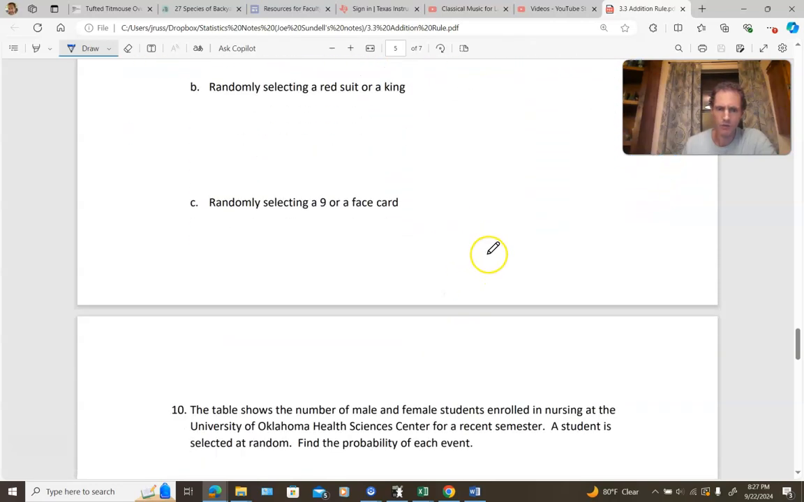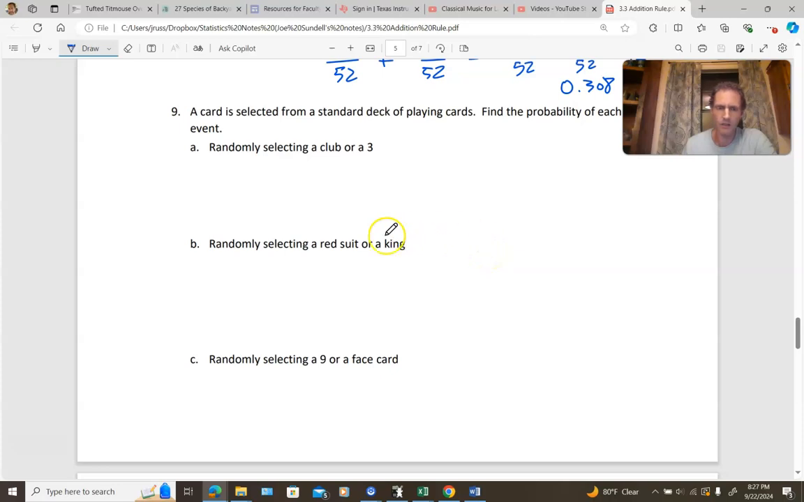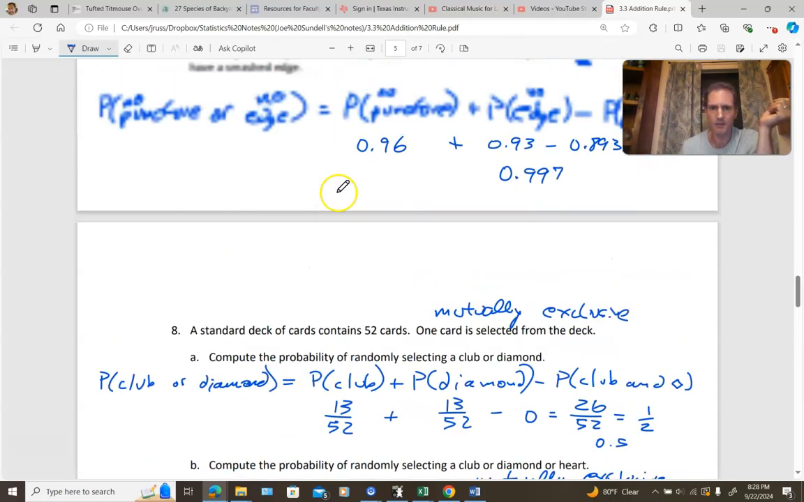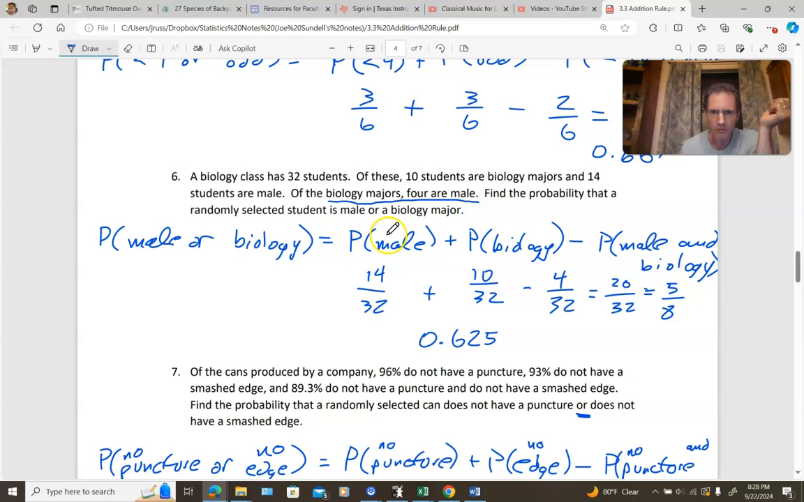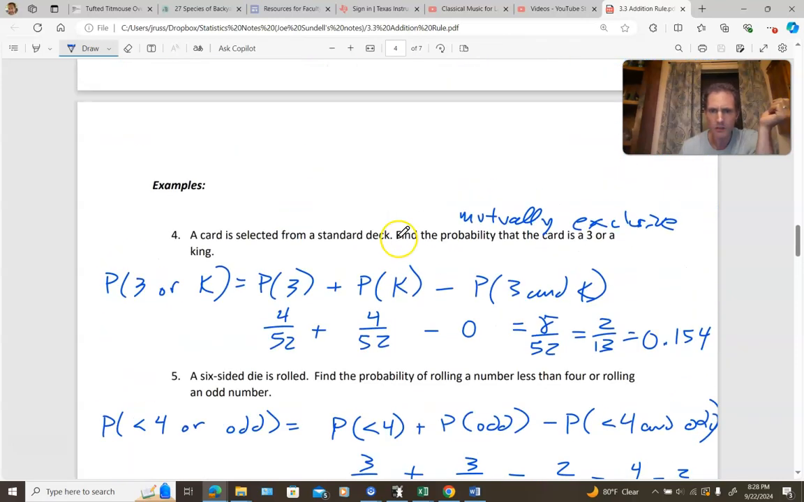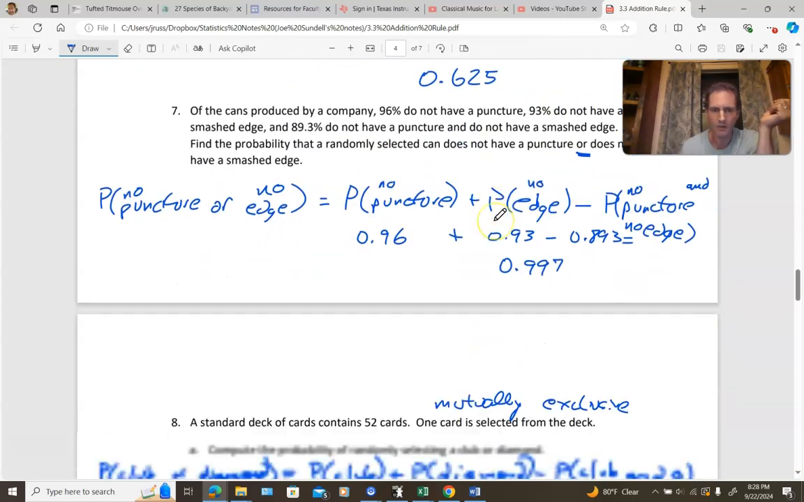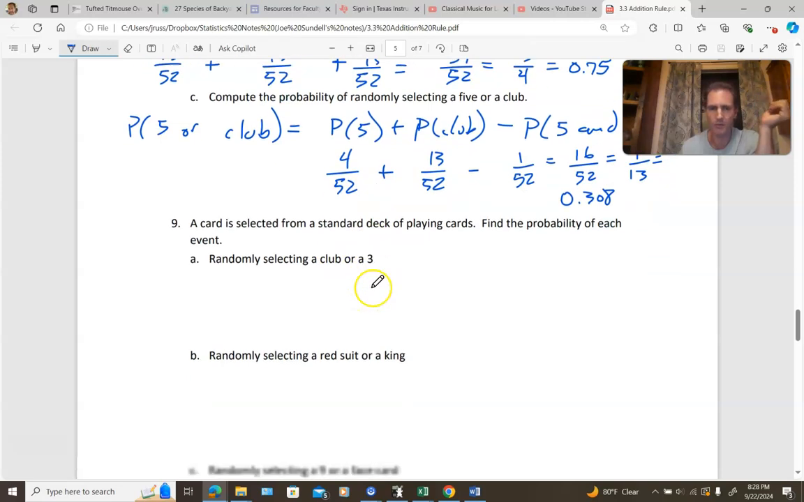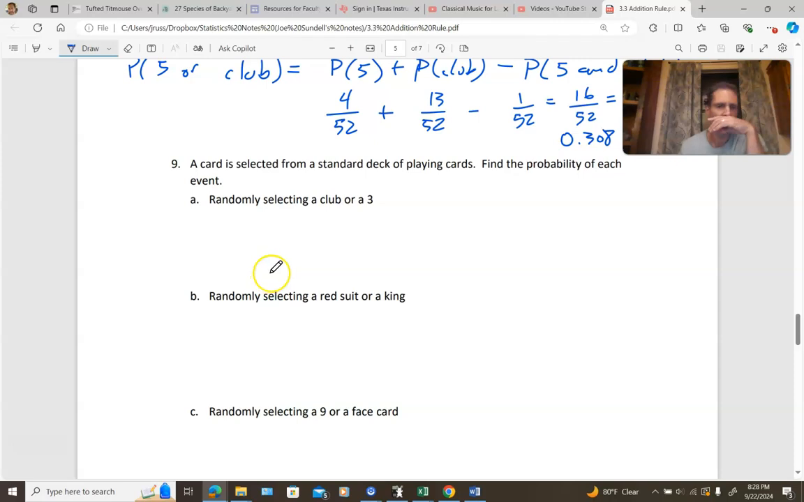Guys, we will do this one, but we're not going to do all of it. Let's not do part A, okay? Because we just saw that. We've seen one like this. Which one was it? Yeah, see, the 3 or king, those are mutually exclusive. So here, it's just a club or a 3, so it's the same type of problem. Let's go to part B. Randomly selecting a red suit or a king.